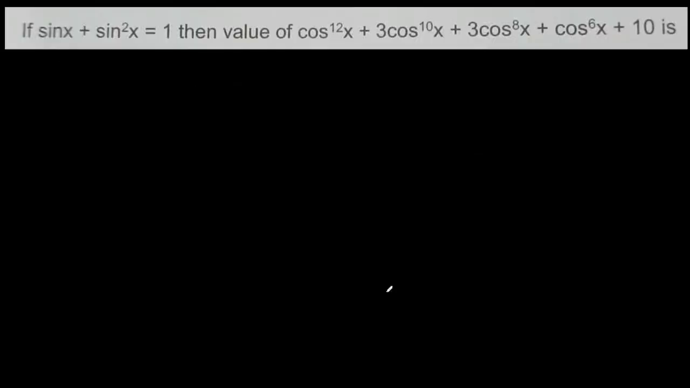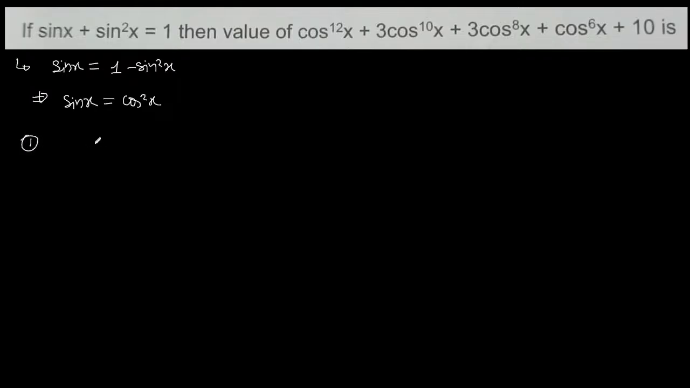Moving to the next application. Slowly and gradually we are going to some higher level, higher level of thinking. This is sin x equal to 1 minus sin square x. Can we say it as sin x equal to cos square x? Now, if we go with this, this is appearing to me as cos 4.